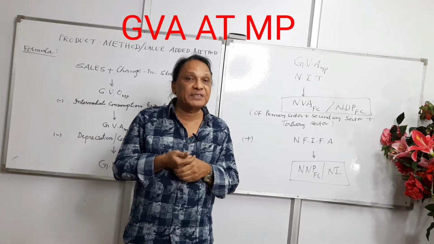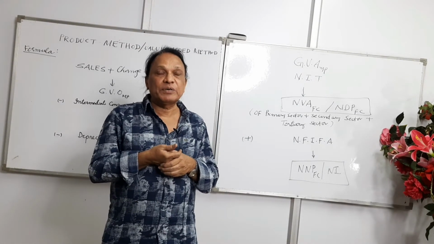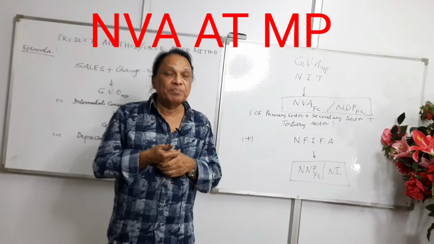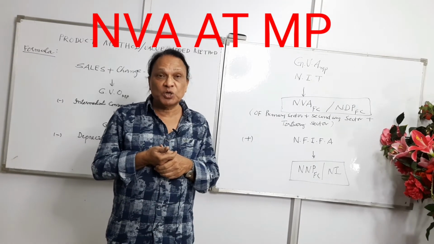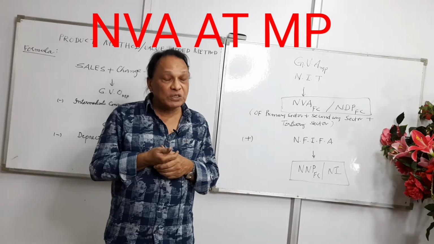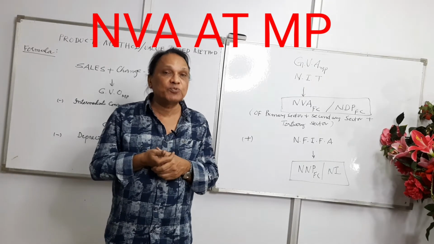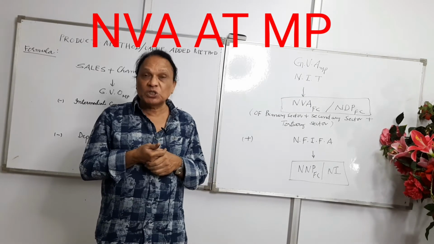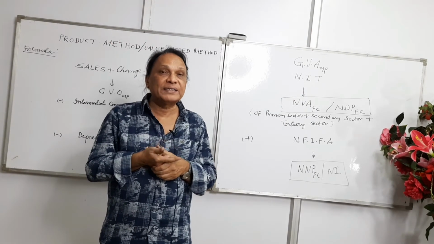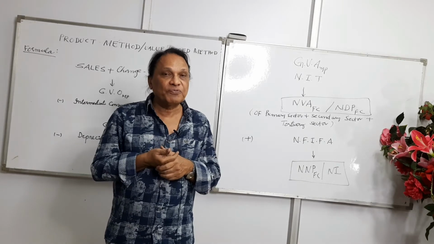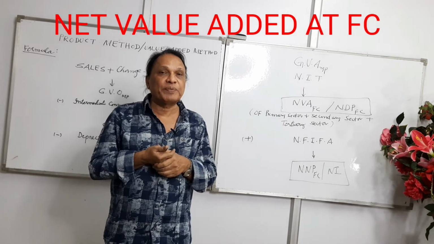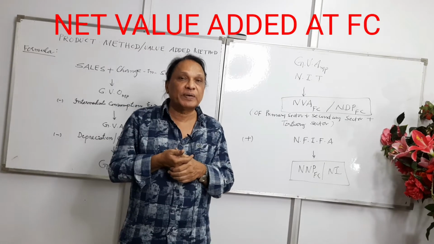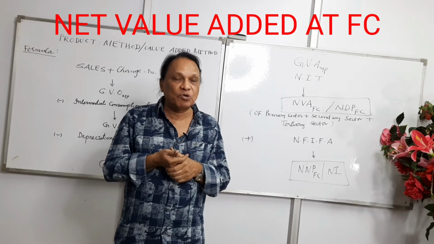The next step is estimating net value added at market price. How do you estimate net value added at market price? By subtracting depreciation or consumption of fixed capital from gross value added at market price, we get net value added at market price. The next step is estimating net value added at factor cost. How do you find out net value added at factor cost? By subtracting NIT, net indirect taxes, that is indirect taxes minus subsidies, you get net value added at factor cost.